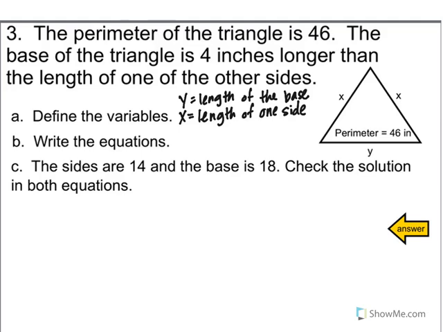Now, one of these equations is going to be written in standard form, and one of these is going to be written in slope-intercept form. I know the perimeter of this triangle is 46 inches. Well, I know that in order to find perimeter, we add all of the sides.